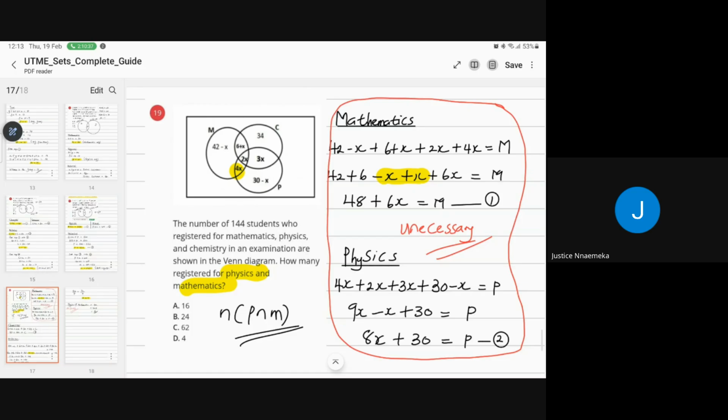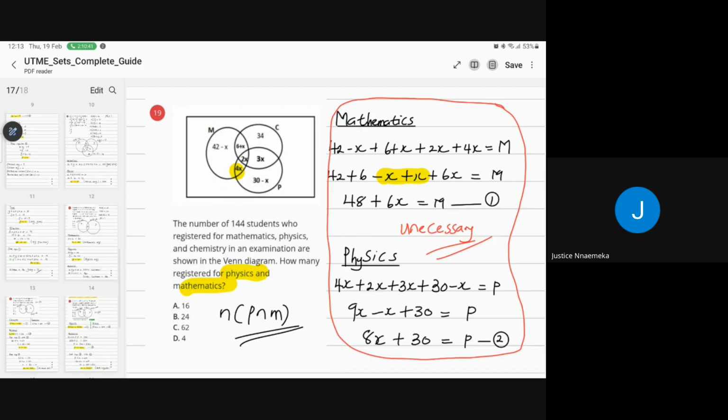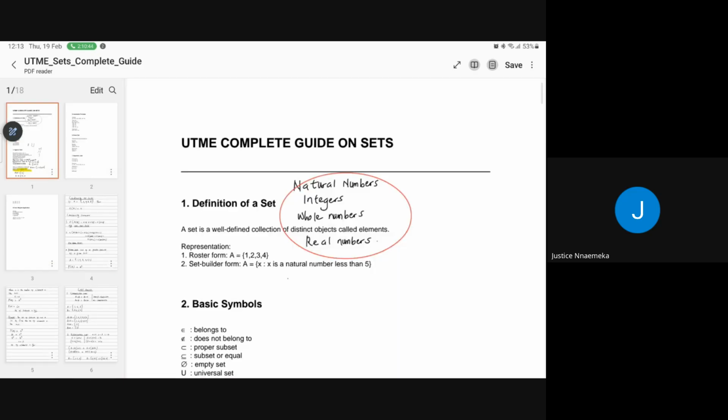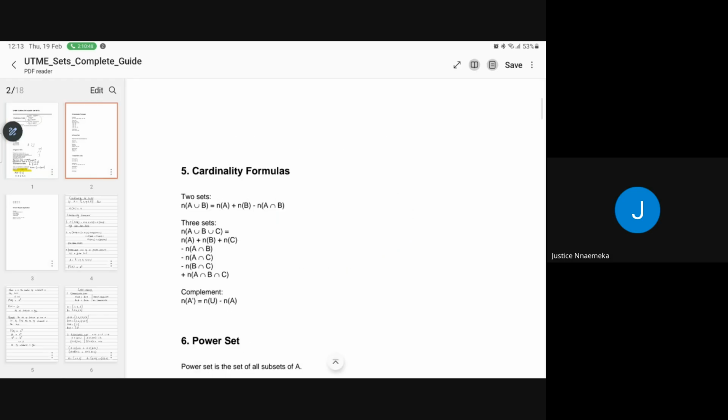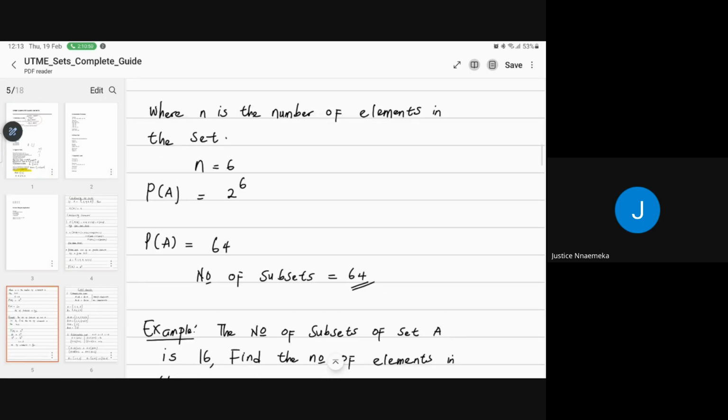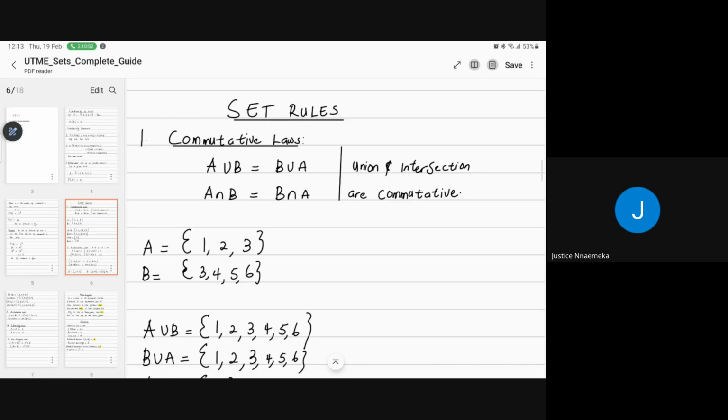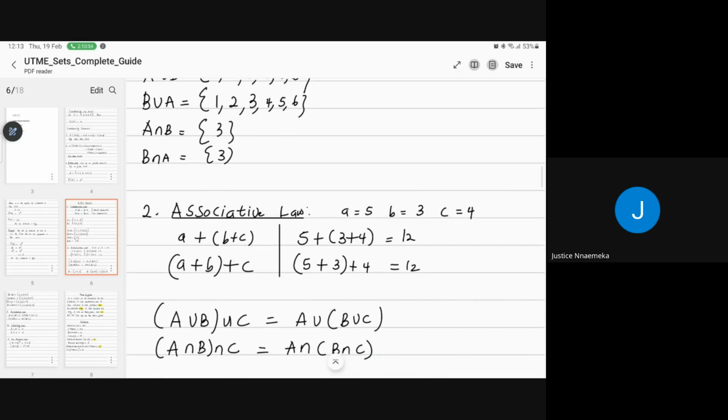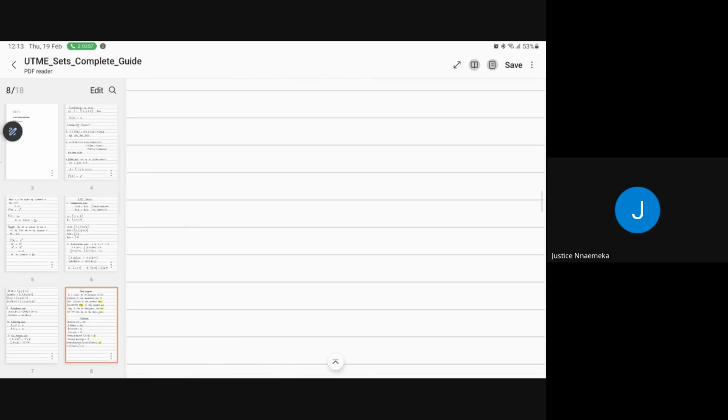So go ahead, get your past questions, solve as many questions as possible. Remember the rules that we started with, all those ones on sets and everything. Just know where we started from. And cardinal formulas, power of sets, cardinality of sets, commutative laws, associative law, and everything that I did today.